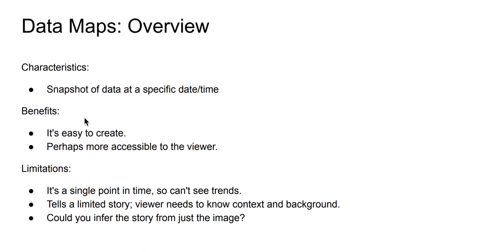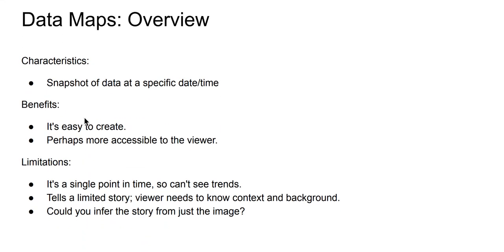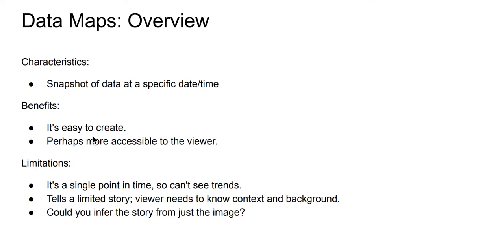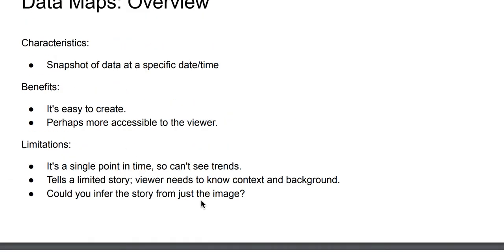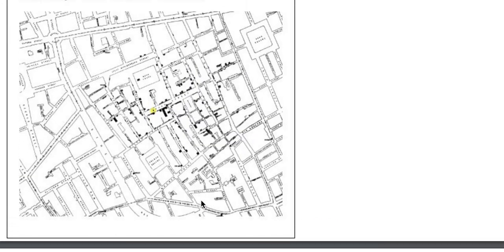So the data map's overview: it's a snapshot of data at a specific time or date. It's easy to create, perhaps more accessible to the user. It's a single point in time, so we cannot see the trends. It tells a limited story. The viewer needs to know context and background. So by just looking at the 3 images, it's very hard for you to tell the story by itself without my explanation. Can you infer the story from just the image? It's really hard.